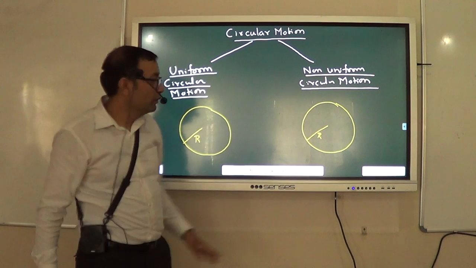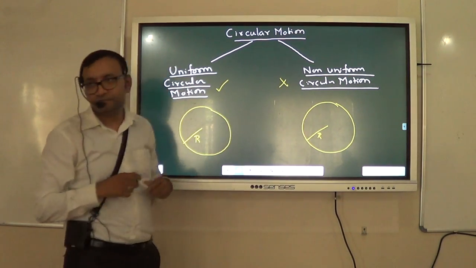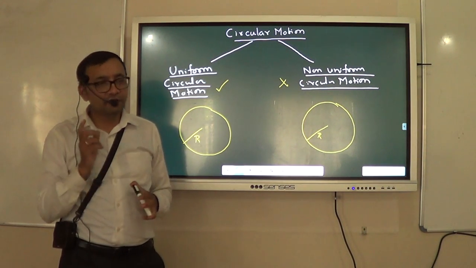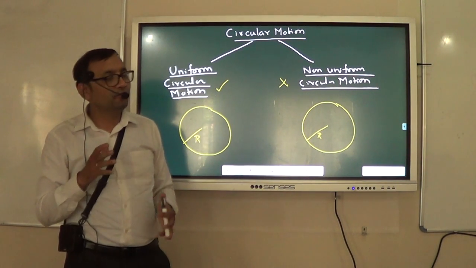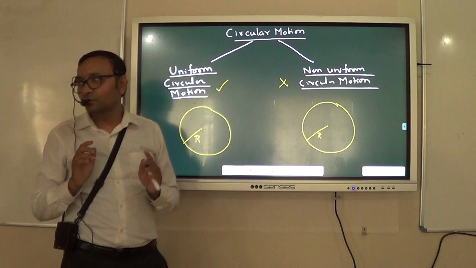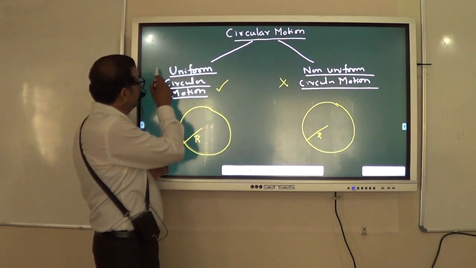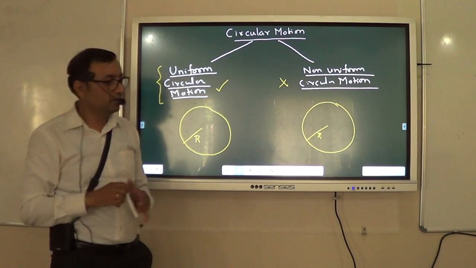Getting it? So in our syllabus we have uniform circle motion. This will come in 11th. So we have a circle motion in which a particle is moving with uniform speed. Any doubt? Okay, so let us start discussion on uniform circle motion. All right.